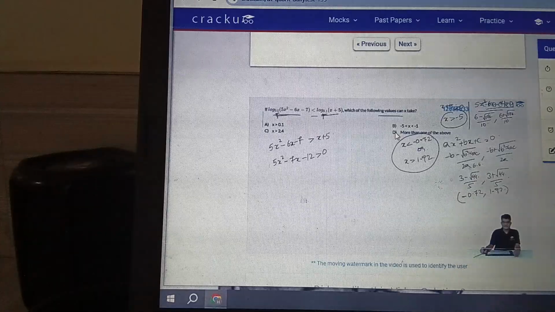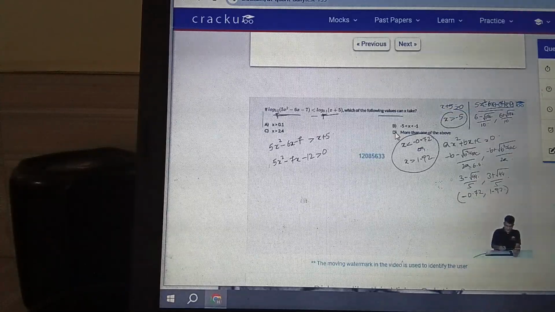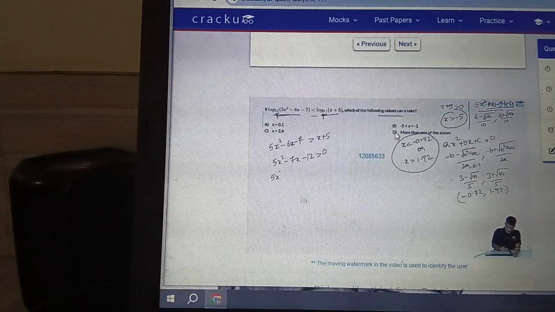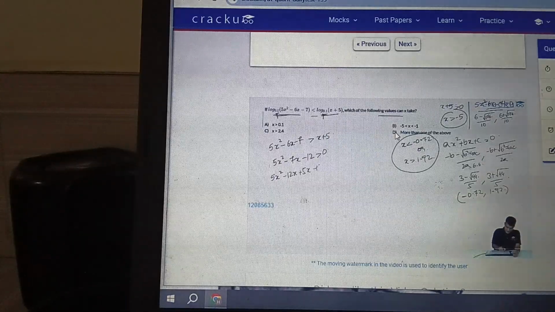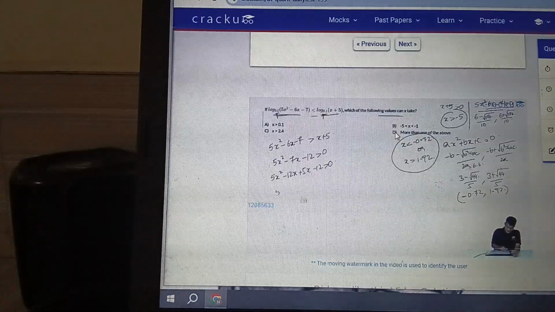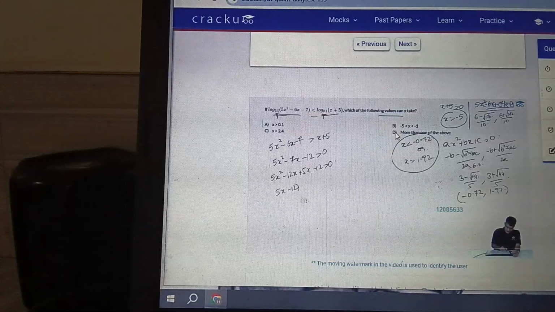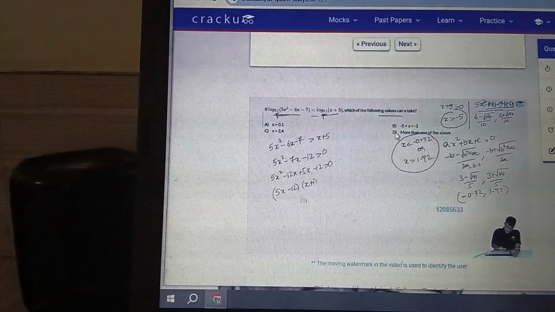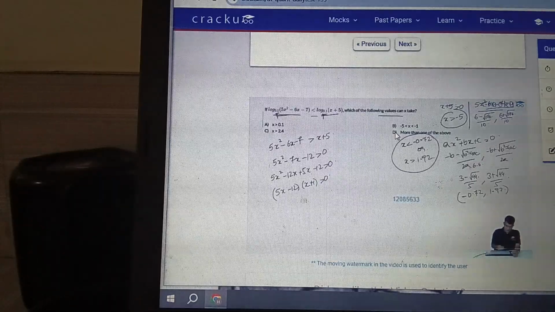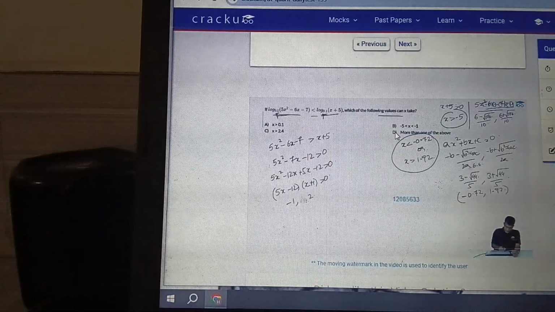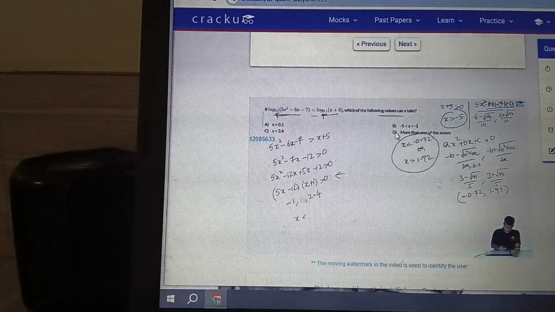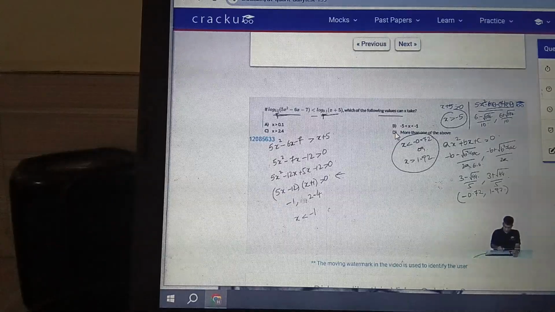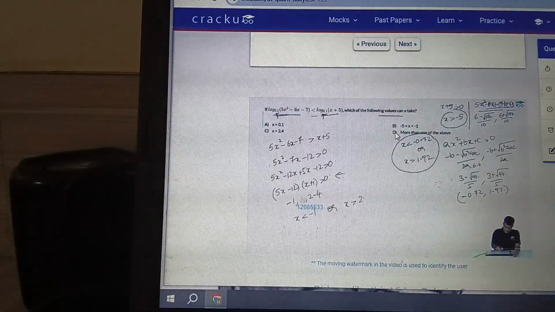Now we can factorize this. Essentially we are calculating the roots. So this will be equal to 5x square minus 12x plus 5x minus 12 should be greater than 0. Or this would imply that 5x minus 12 into x plus 1 should be greater than 0. So the two roots are minus 1 and 2.4. For this inequality to be true, you want x to be either less than minus 1 or you want x to be greater than 2.4.